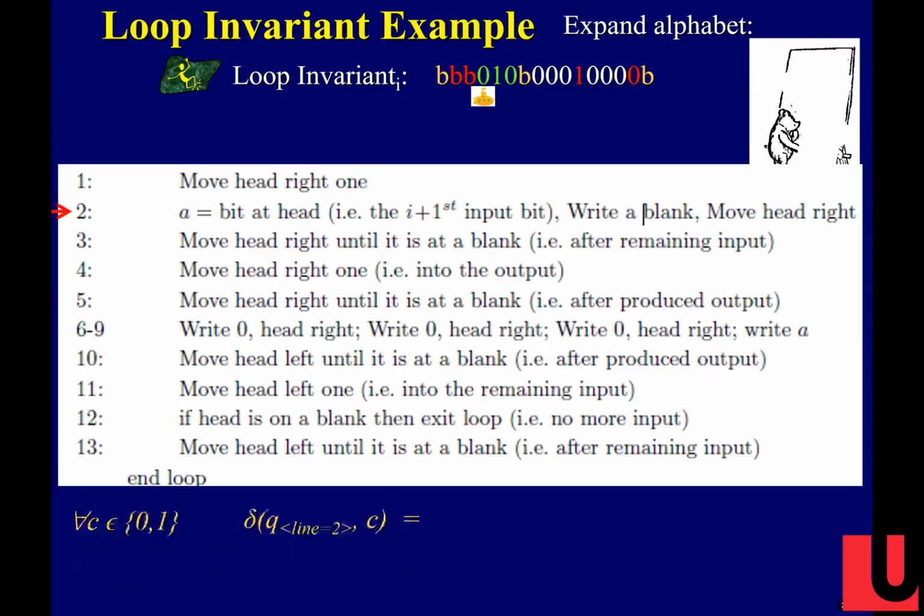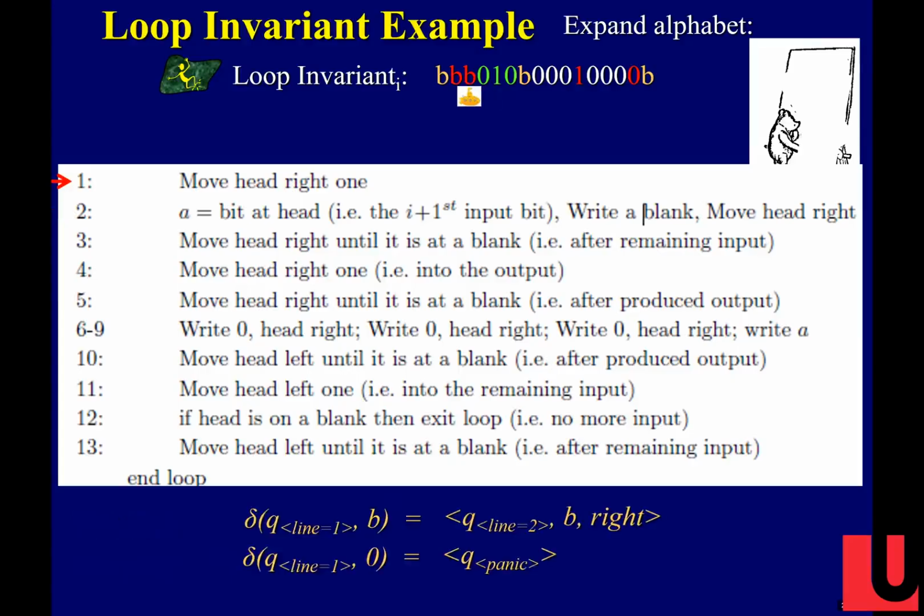Sorry, Professor. Just to follow up with that, would that mean line 1 has 3 states? B, 0, and 1? No. The state is Q line 1. That's the state I'm in. And then what characters can I be reading? So this is one row of the table. I'm in state Q line 1.